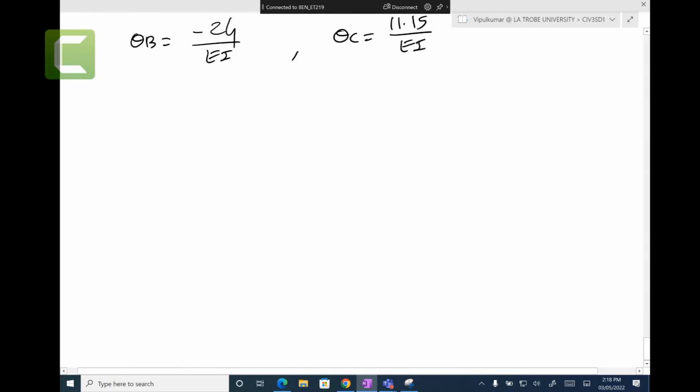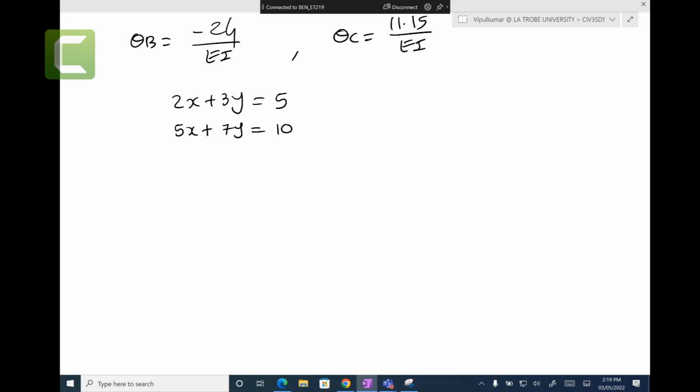All right, so this is a simple two equations. Can you solve x and y? That's the same thing that we did, right? But it was EI and theta b and theta c, which looks more tricky.